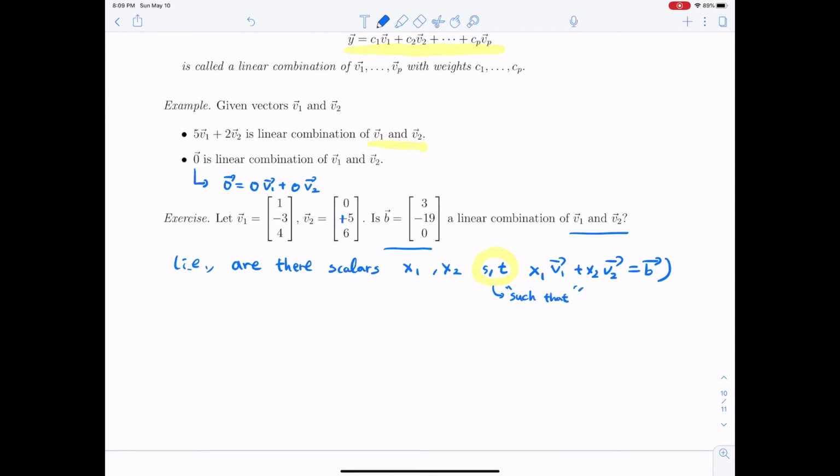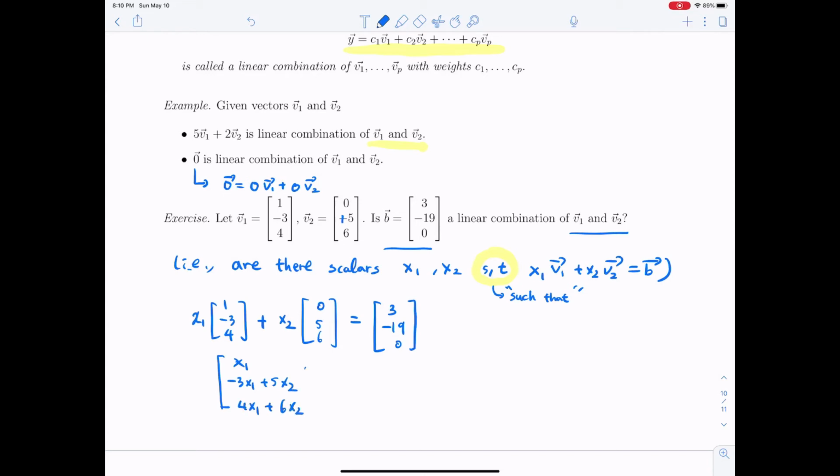Here, people frequently abbreviate "such that" as s.t. Whenever I write s.t., this means such that. So if you write the equation in matrix form, we have x1 times (1, -3, 4) plus x2 times (0, 5, 6) equals (3, -19, 0). Or in other words, (x1, -3x1 + 5x2, 4x1 + 6x2) equals (3, -19, 0). So this gives you x1 equals 3, -3x1 + 5x2 equals -19, and 4x1 + 6x2 equals 0. This gives you a system of equations.